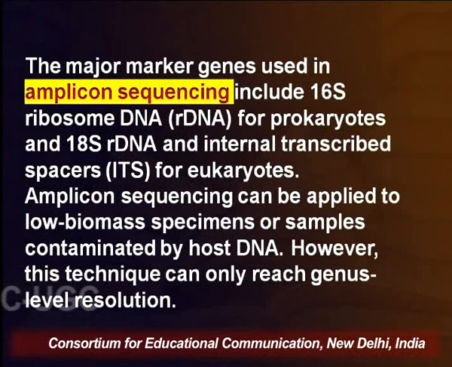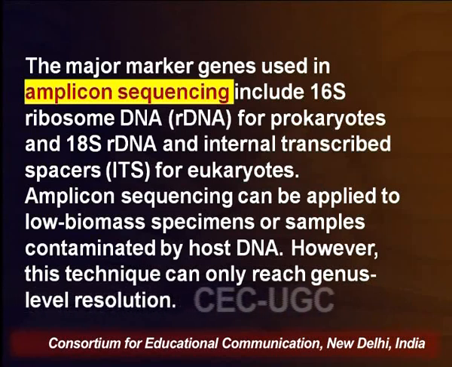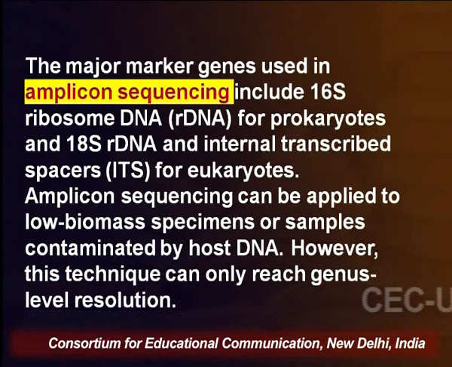In single gene or amplicon sequencing, we usually use 16S ribosomal DNA for prokaryotes, and we use 18S rDNA and ITS sequences for eukaryotes. The amplicon sequencing can be applied to low biomass specimens or samples, which usually get contaminated by host DNA. So there it is good to use 16S sequences. But with this technique, we can identify the sequences only up to the genus level.